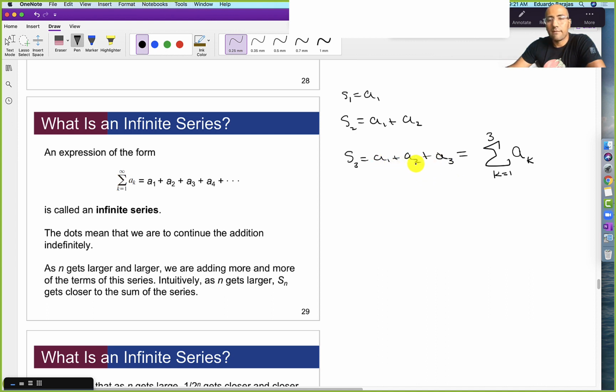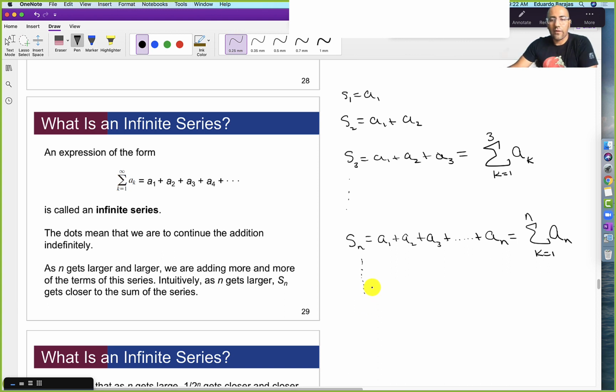But then in general, as we keep going, if we want to find the sum of the first n of them, we get A1, A2, A3, dot, dot, dot, and then we don't stop until we get to the nth one. And so we can express this as the sum from 1 to n of A sub n. Okay, but now we want to think about, well, what happens if we keep going past that? What happens as we go toward infinity?